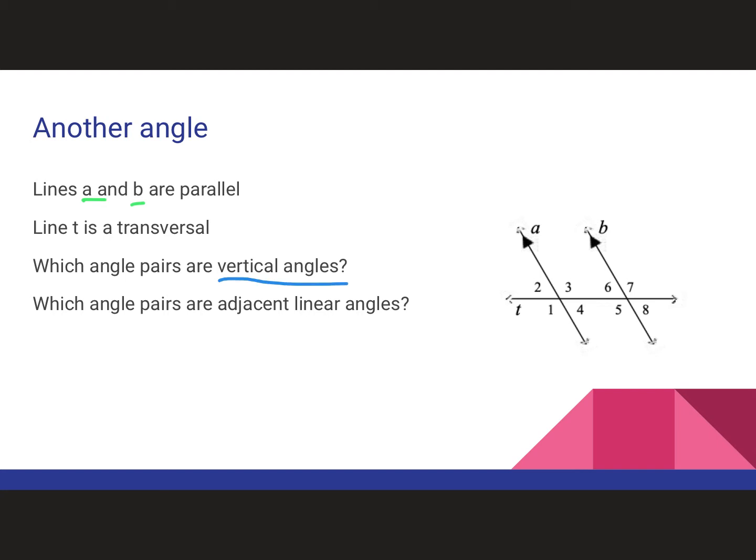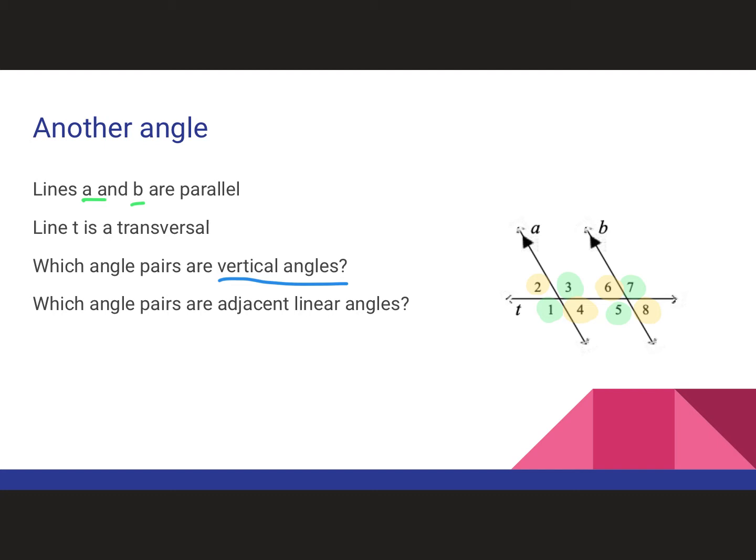In this case, I see angle 3 and angle 1 are vertical angles. Angle 7 and angle 5 are vertical angles. Angle 8 and angle 6 are vertical angles. Angle 4 and angle 2 are vertical angles. So which angle pairs are adjacent linear angles? You notice I have 4 sets of different vertical angles.